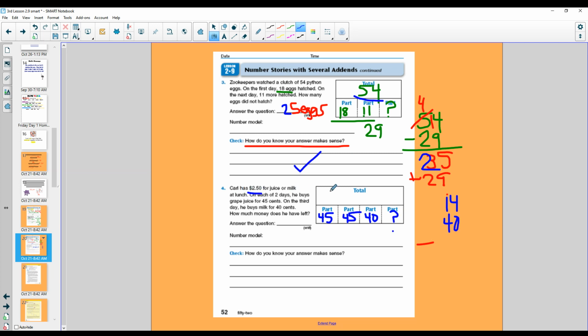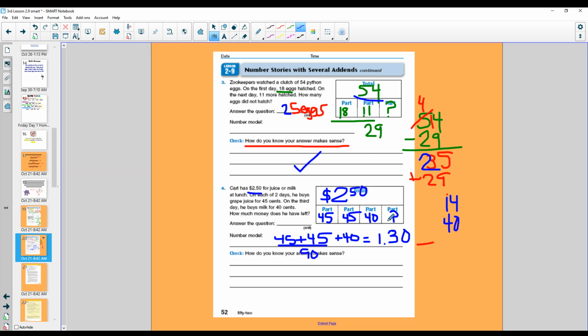We know he has a total of $2.50. So this is like a 2-part question. First, we need to figure out how much money has he spent so far. So our number model looks like 45 plus 45. Maybe you can do that in your head. Plus 40. So here, when I add these up, I get 90. 90, 100, 110, 120, 130. It's 130 cents, which is $1.30.